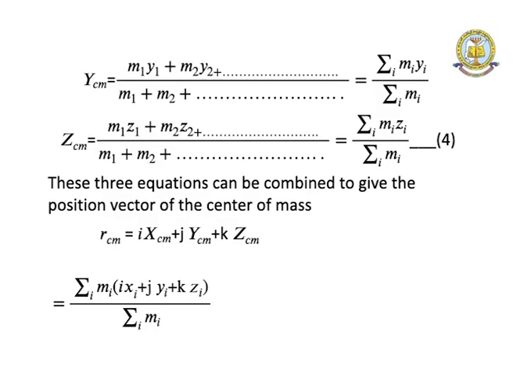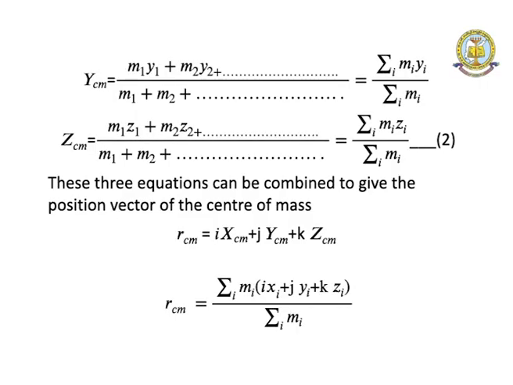Now these three equations, for the x, y and z axes, give the position vector of the center of mass, rcm, which is equal to i times xcm plus j times ycm plus k times zcm. Substituting the xcm, ycm and zcm values from equations 1 and 2 and simplifying, the summation of mi is common, so we get mi times i xi plus j yi plus k zi by the summation of mi. Now, i xi plus j yi plus k zi is the position vector ri.